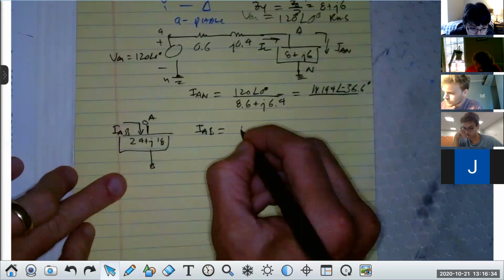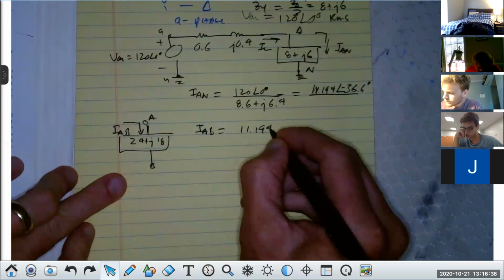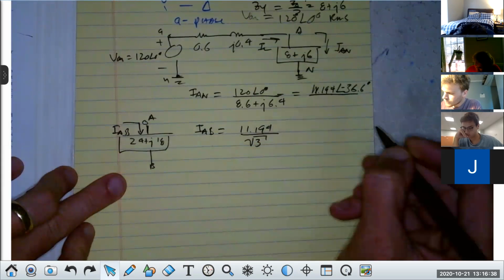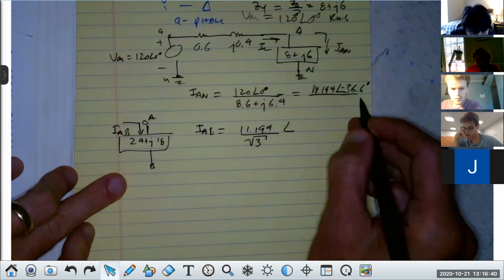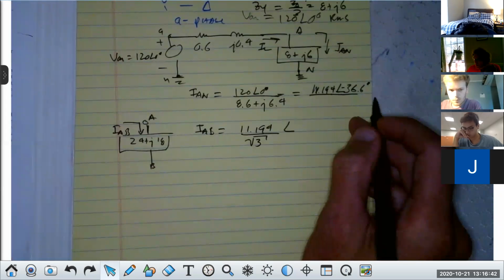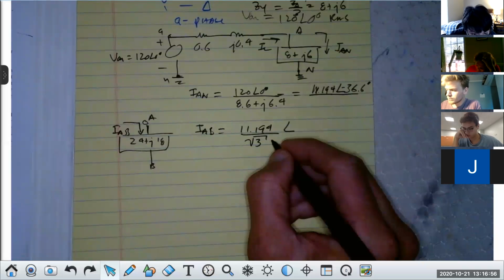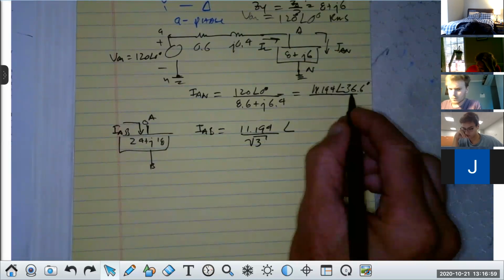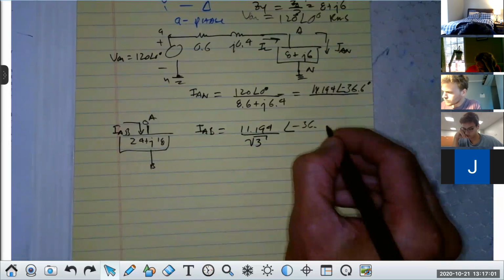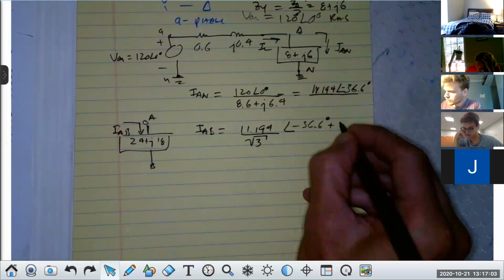So it would be 11.194 divided by square root of 3. Then the angle you would add 30 degrees to. Remember, anytime you go from Y to delta, you increase the angle by 30 degrees. If it's current, you decrease by the square root of 3 the magnitude. If it is voltage, it increases by the square root of 3. So this would be the magnitude, and the angle would be minus 36.6 degrees plus 30 degrees.